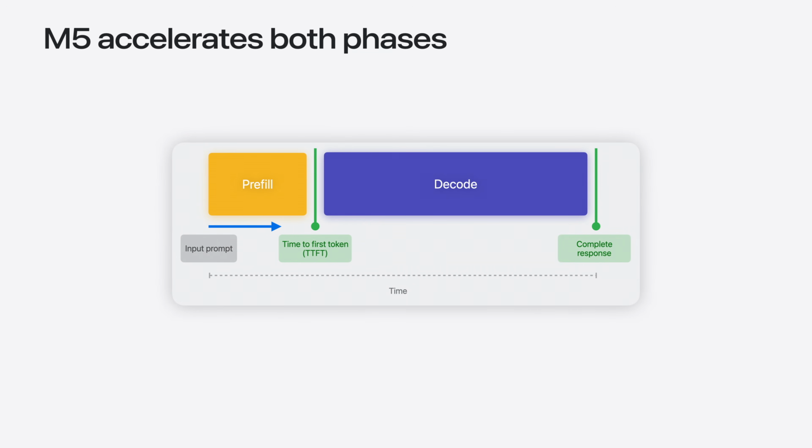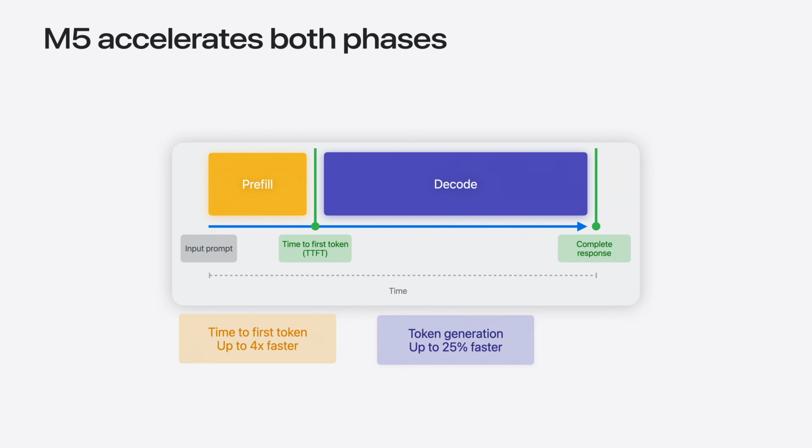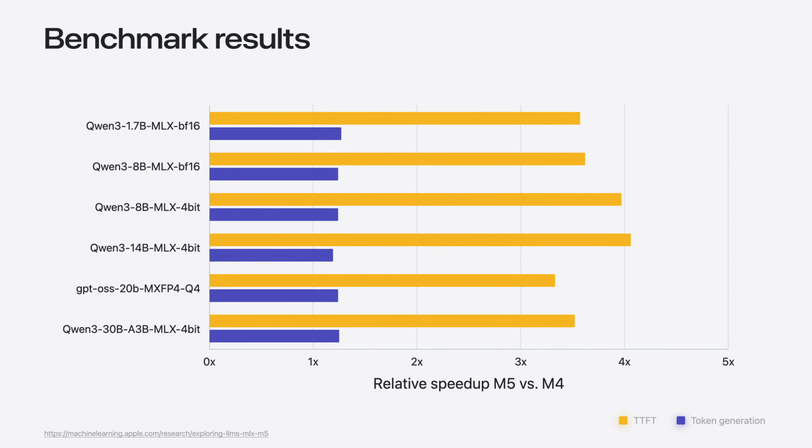Combining these together, on M5, the time to first token performance in the prefill phase is up to 4 times faster thanks to the neural accelerators. And in the decode phase, the increased memory bandwidth and larger GPU caches in M5 speed up token generation by up to 25%. And we can see these gains on M5 in real LLMs, such as Qwen 3 and GPT-OSS, where both time to first token and token generation performance are dramatically improved.